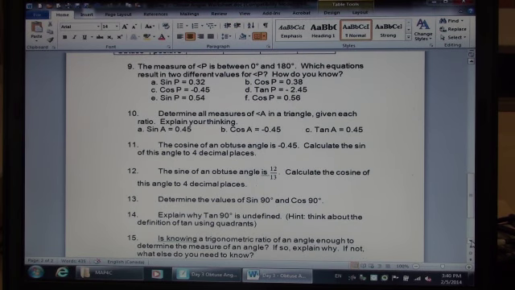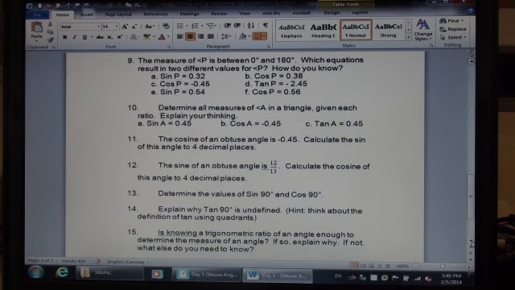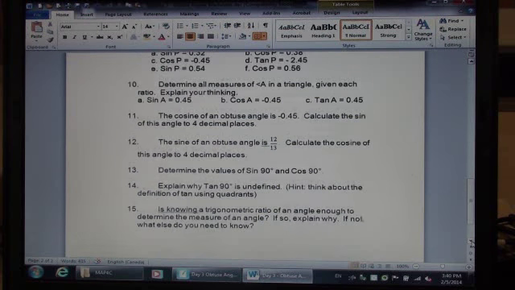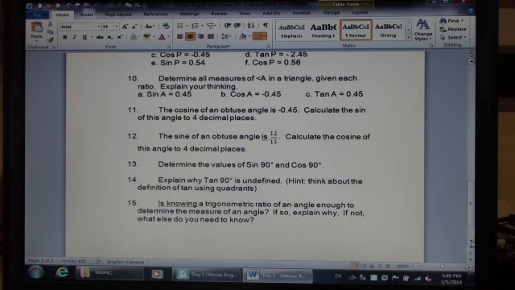Okay, so number 11, figure out the angle, then figure out the sine of it. Okay. Number 12, the sine of an obtuse angle is 12 over 13. Calculate the cosine of this angle to 4 decimals. So again, very similar to number 11. And 13, 14, and 15, I'd like you to try on your own.